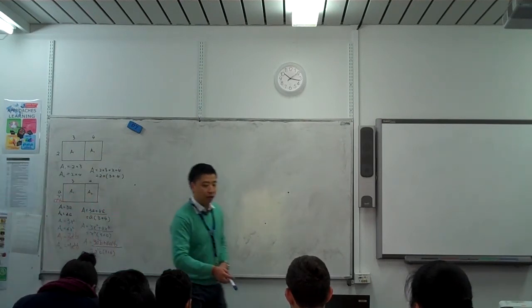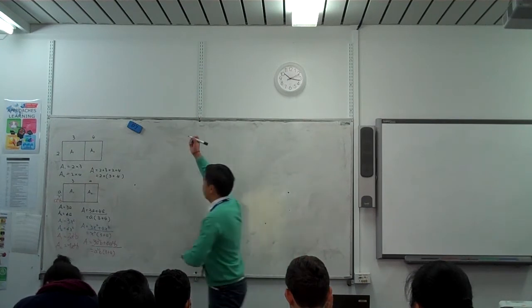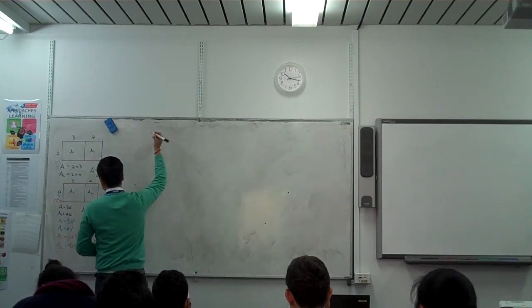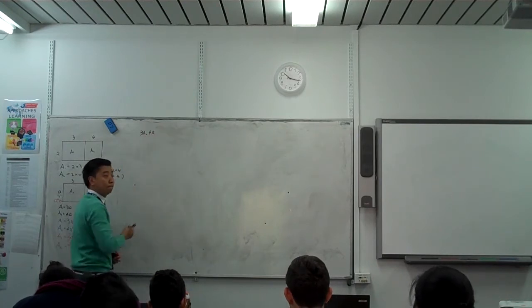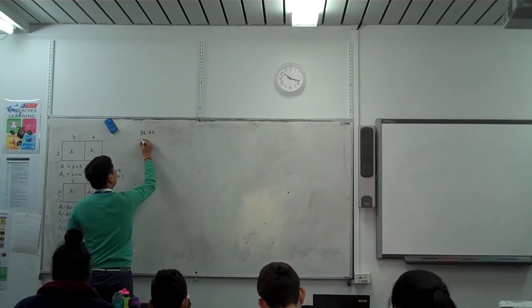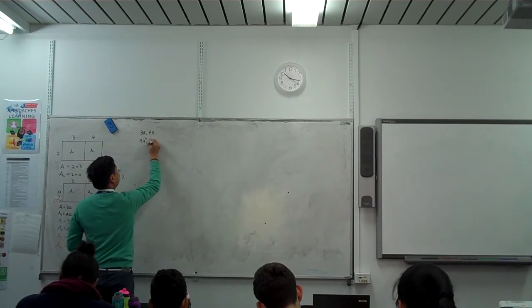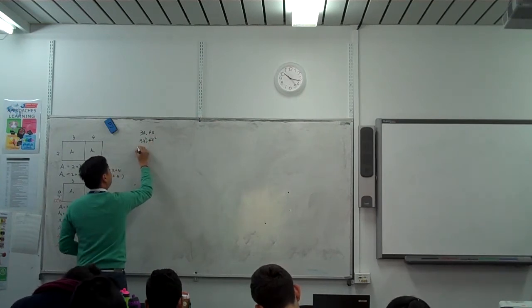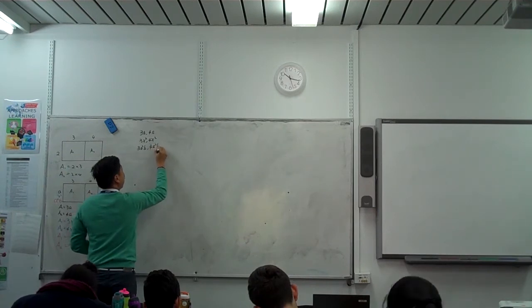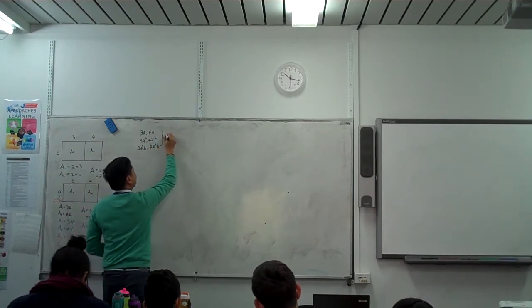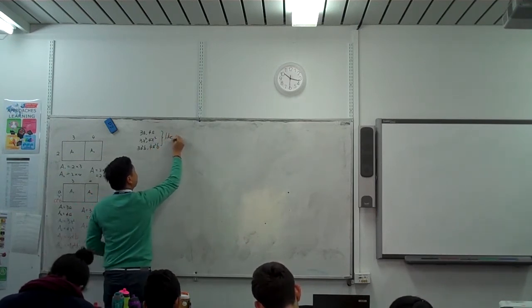Now we want everyone to write this down. Okay, follow me to write down. So 3a, 4a, and 3x squared, 4x squared, and 3a squared b, 4a squared b. They are called like terms.